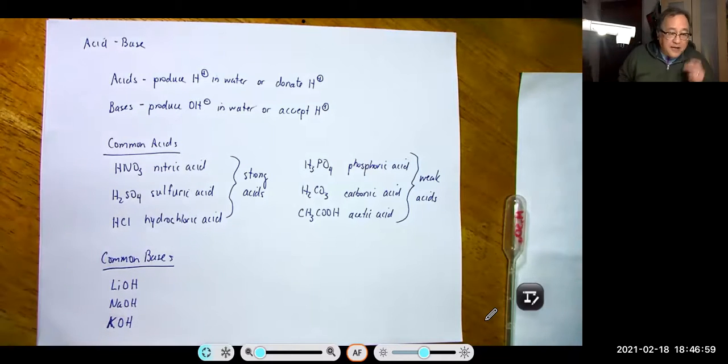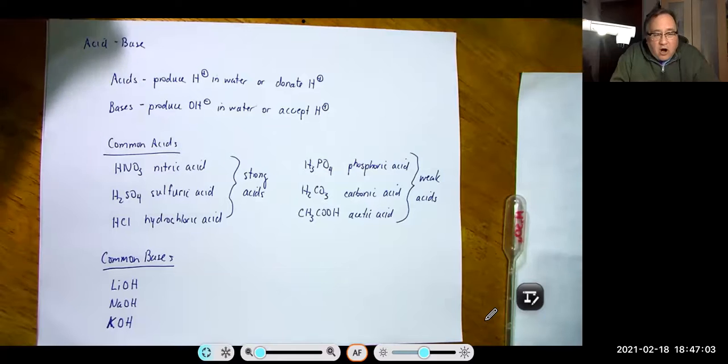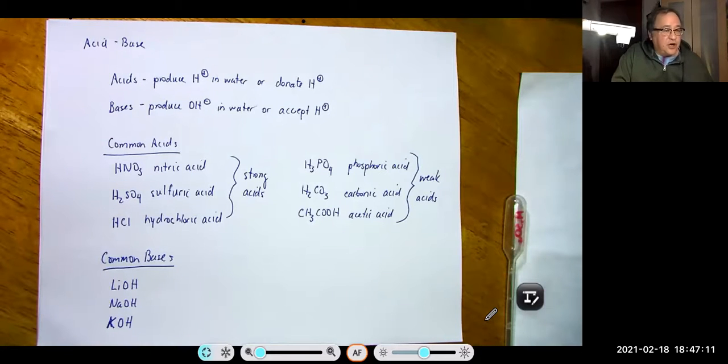I'm not going to bother naming those because you should know how to name those. They are all ionic compounds with the cation first and the hydroxide ion last. So, for example, the first one will be called lithium hydroxide because it's got a lithium ion and the hydroxide ion. So these are common bases, and these are all strong.